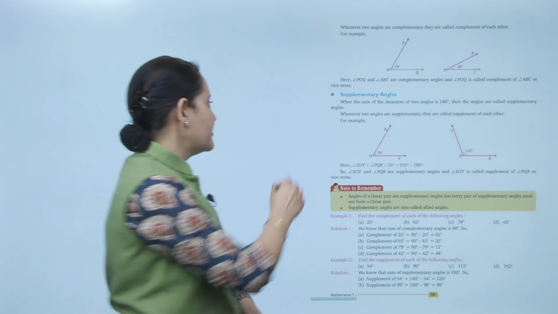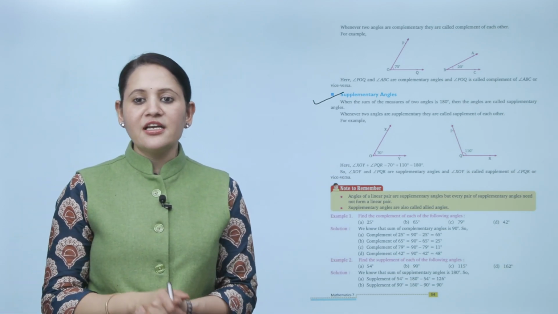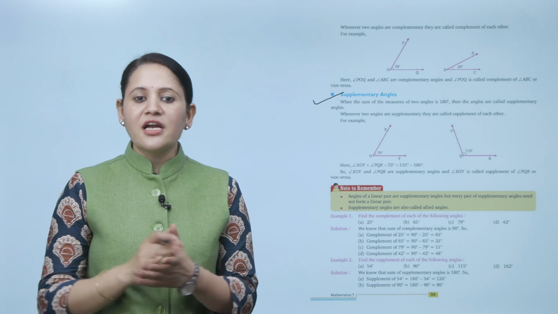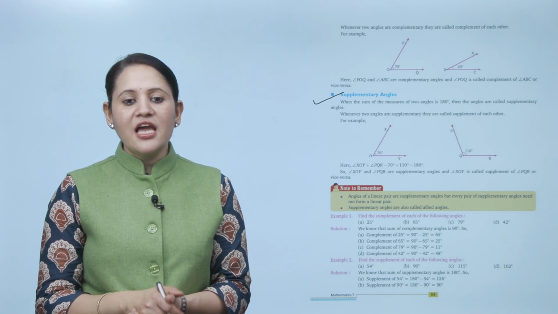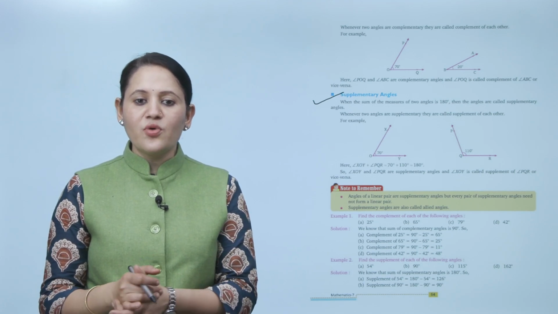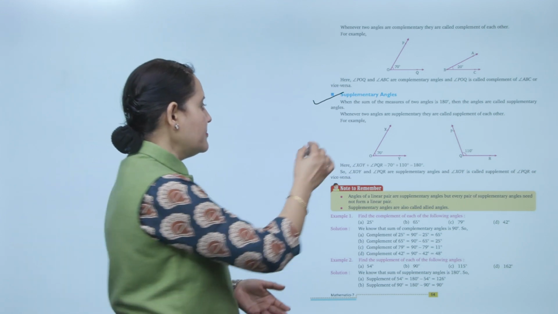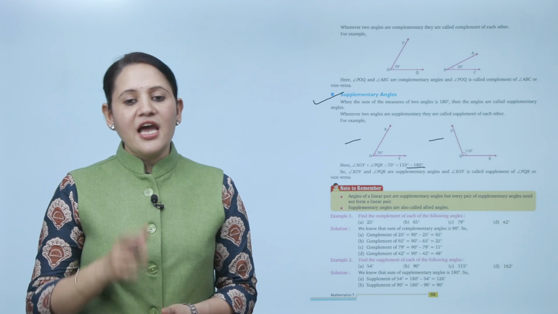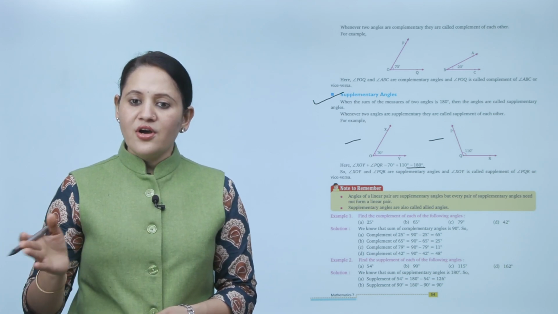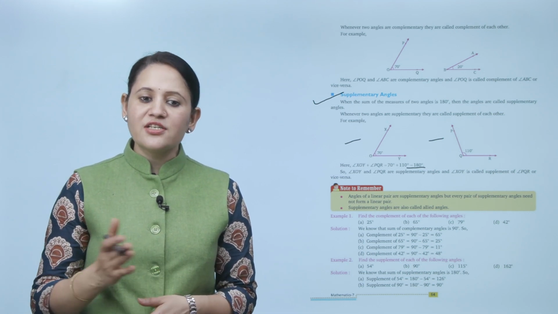Next is supplementary angles. When the sum of the measures of two angles is 180 degrees, then the angles are called supplementary angles. Whenever two angles are supplementary, they are called the supplement of each other. For example, here angle XOY plus angle PQR equals 70 plus 110, that is 180 degrees. The sum of both is 180 degrees. So, angle XOY and angle PQR are supplementary angles, and PQR is the supplement of angle XOY and XOY is the supplement of PQR.